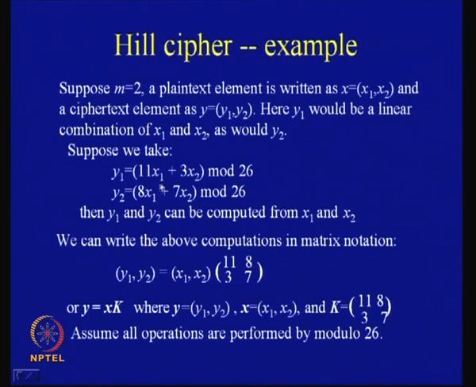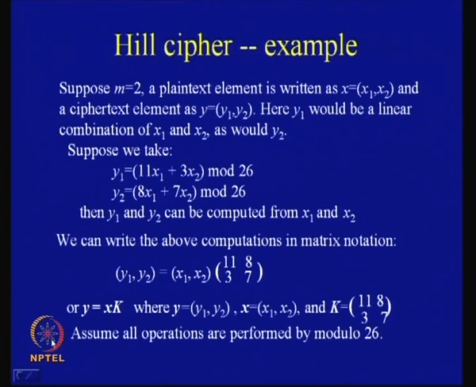So 11, 3, 8 and 7 are the piece of information which is the key. You see that this is a slight extension of the affine cipher, and it goes closer to the cipher concept we have today, which is called block ciphers. It is a kind of bridge from these classical notions to modern notions. You can write this as y equals xk, where y is y1, y2 and x is x1, x2.